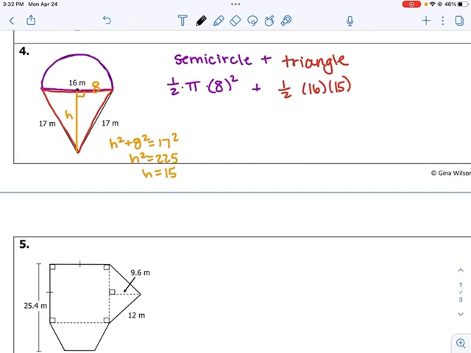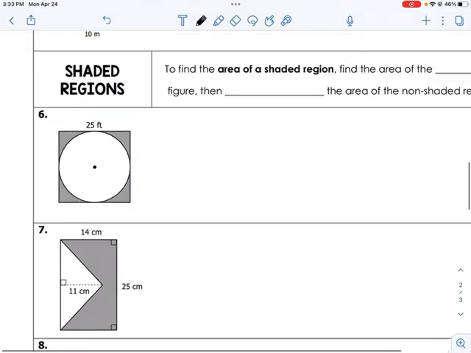Okay, so in our calculators, we need to take 1/2 times pi times 8 squared plus 1/2 times 16 times 15. And we should come up with 220.5. And please make sure you label square meters. Okay. All right, now let's go to the next page, okay?